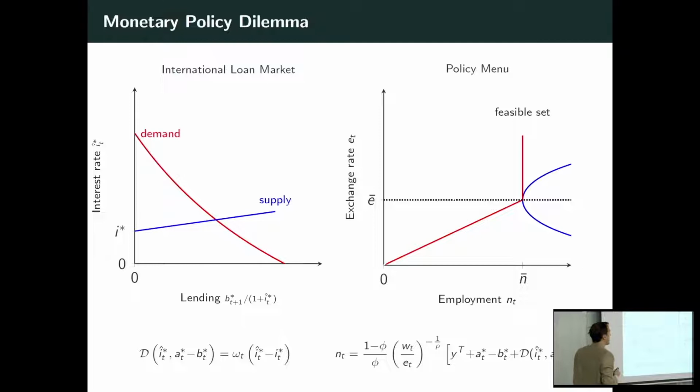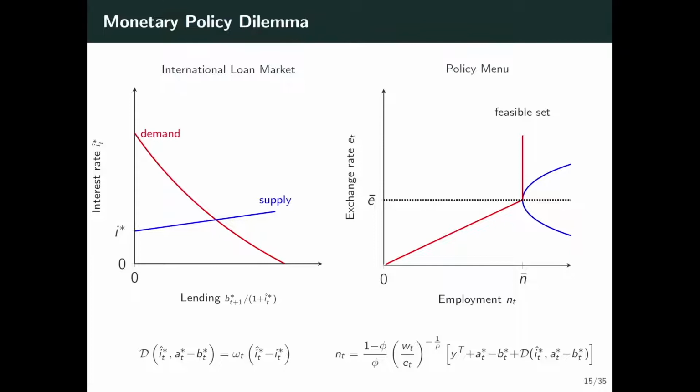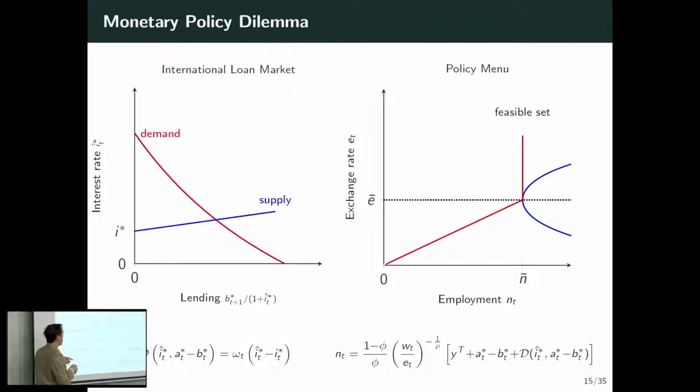Okay, this is going to be, for a given choice of the exchange rate, what is the level of employment that the central bank is able to achieve? Okay, and this comes from this equation here. The higher the exchange rate, the higher the employment you can achieve, up to the point in which households are supplying all their hours in the market. So the idea is, imagine a situation where, given the supply of funds, you are able to achieve this efficient allocation, where you get full employment and you stabilize the exchange rate at the desired level.